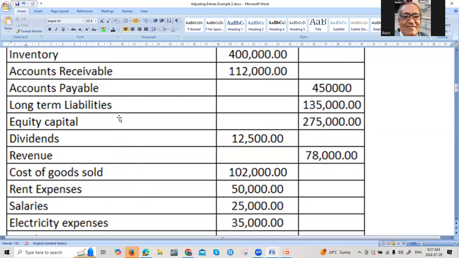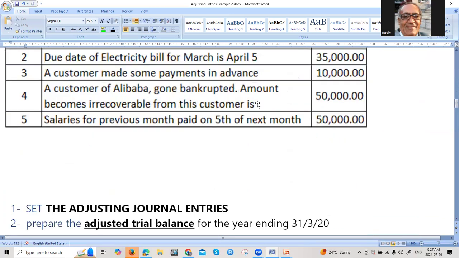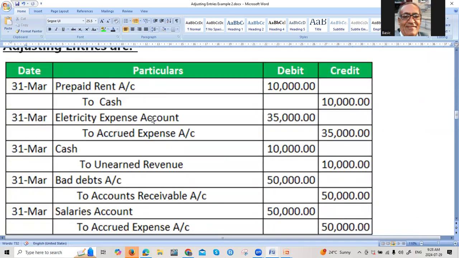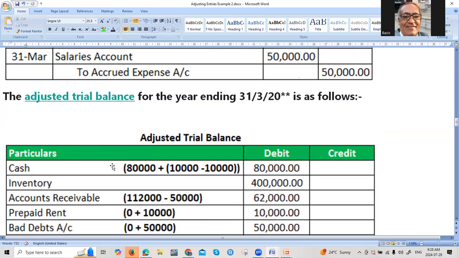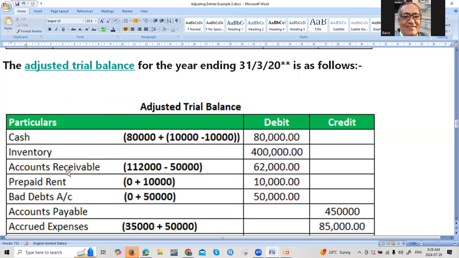Here it is. Account receivable 112. And now we have an extra 50 coming to us from the bad debts transaction to account receivable. Let's see now the account receivable. Look at this. 112 minus the 50,000. Okay, guys, 112 minus the 50,000.